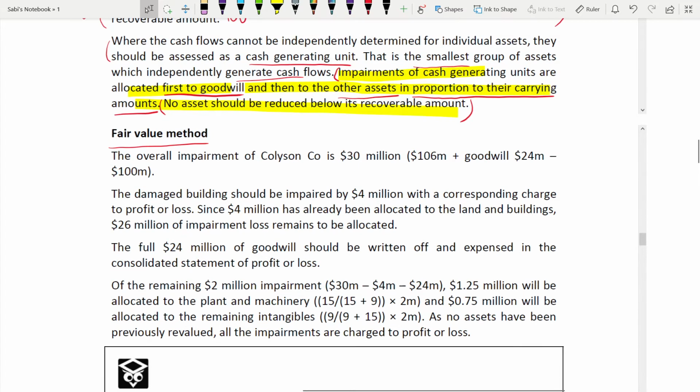First, you are writing the sentence, then as a summary, you are showing the calculations. Basically, you are writing what you are doing. That's it. So the overall impairment of Colosan is how much? What is the overall impairment? This you need to write under this method.